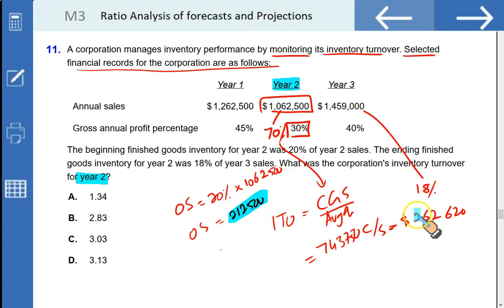The next step is to calculate the average inventory. Average inventory is equal to opening stock 212,500 plus closing stock 262,620, divided by 2. This is the denominator, the average inventory, with CGS in the numerator. If you simplify, you will get 3.13, and that perfectly matches with your option D.